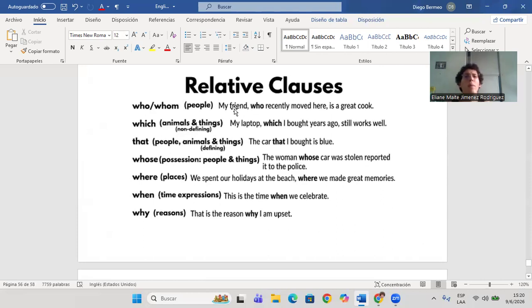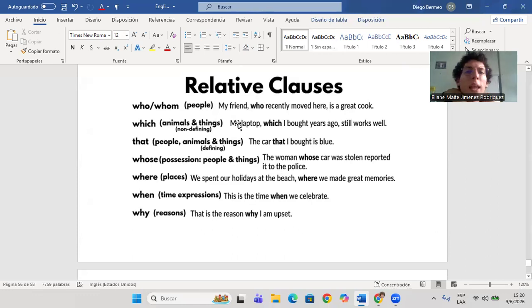Here we have, my friend who recently moved here is a great cook. If we delete who recently moved here, it says my friend is a great cook. It makes sense. It sounds complete. So we can say that this clause right here, who recently moved here, is definitely a non-defining relative clause. It can be removed and it will still make sense. And you can also notice this because it's between commas.